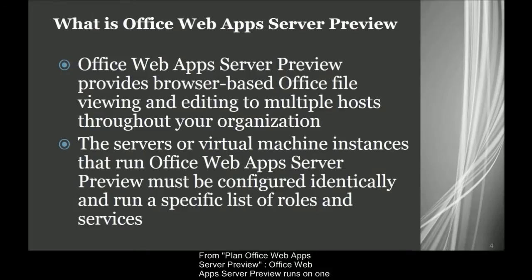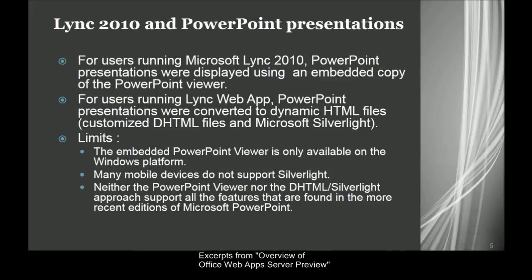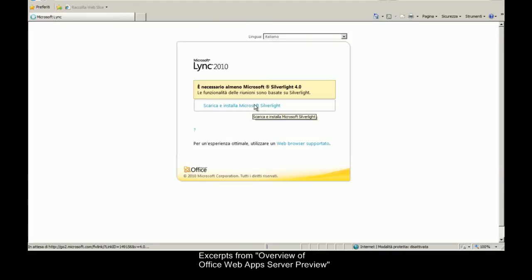From Plan Office Web App Server Preview: Office Web App Server Preview runs on one or more servers and provides browser-based Office file viewing and editing to multiple hosts throughout your organization. The servers or virtual machine instances that run Office Web App Server Preview must be configured identically and run a specific list of roles and services. Excerpts from Overview of Office Web App Server Preview.